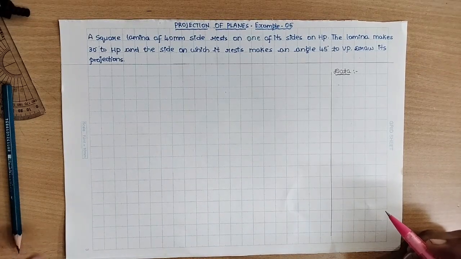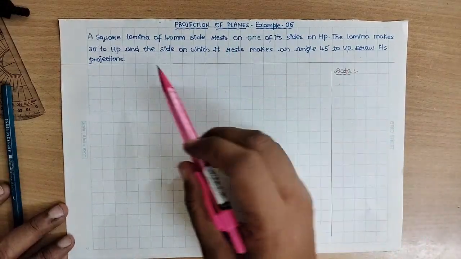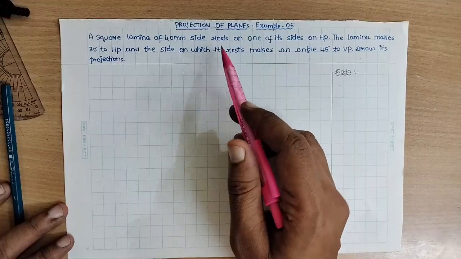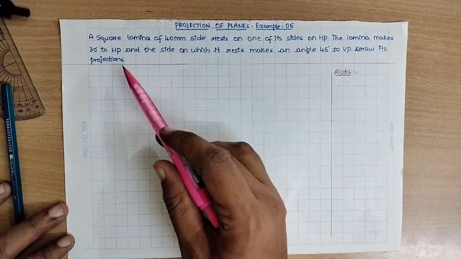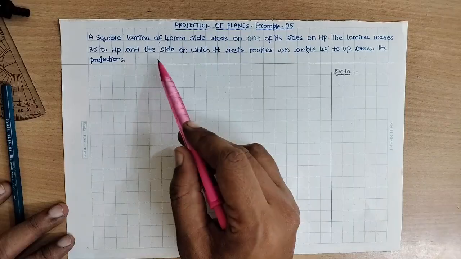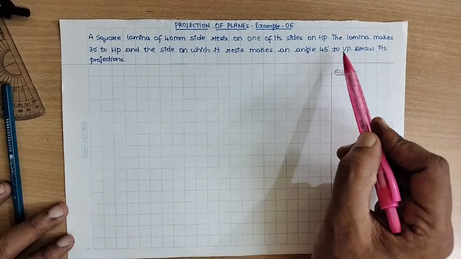In this video, let us see the next tutorial on projection of planes. The question is like this. A square lamina of 40 mm side rests on one of its sides on HP. The lamina makes an angle of 30 degrees to HP and the side on which it rests makes an angle of 45 degrees to VP.